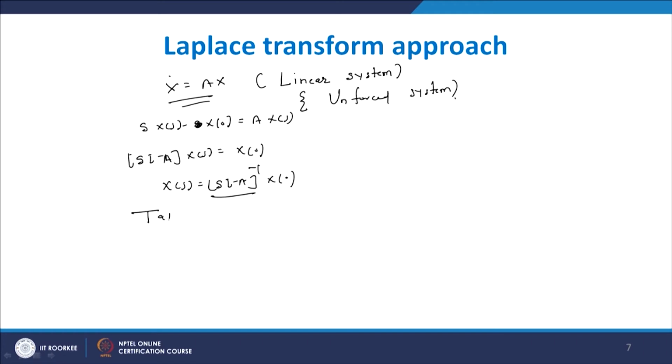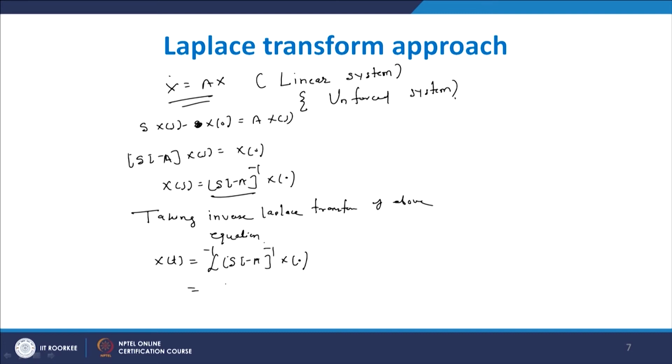So, taking the inverse Laplace transform of our equation, we will get x of t equal to Laplace inverse of sI minus A inverse into x of 0, and this we can write down as Laplace inverse of phi of s into x of 0, and this phi of s is nothing but sI minus A inverse, which is called the resolvent matrix, phi of s.